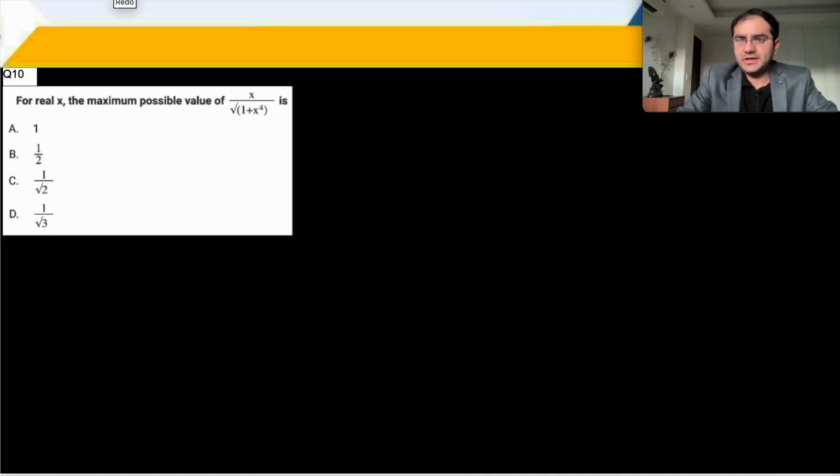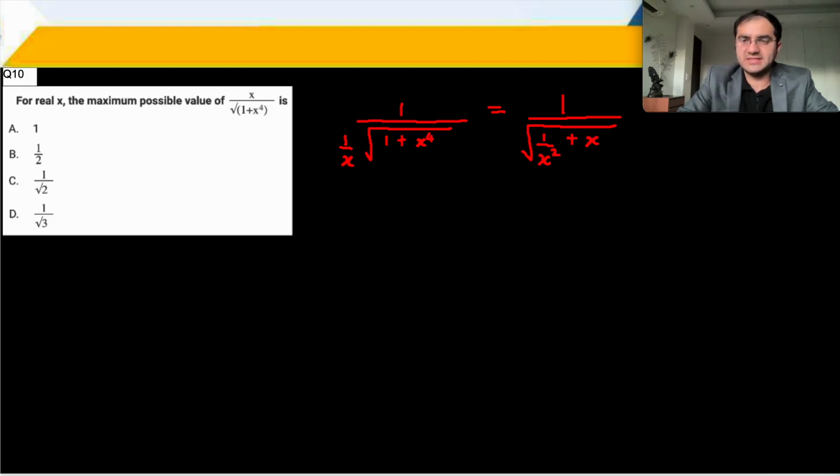Algebra question, if you were able to figure out what to do over here. What you do is just take the x down to the denominator. When you take the x down, it becomes 1 by x. Now take 1 by x inside the square root, it becomes 1 by x square. So when you divide the denominator by x square, you get 1 by x square plus x square. We've seen this before. A number plus its reciprocal is always greater than or equal to 2. If you wish to maximize this expression, you need to minimize the denominator. Minimum value of the denominator is of course root 2. The answer is 1 upon root 2.